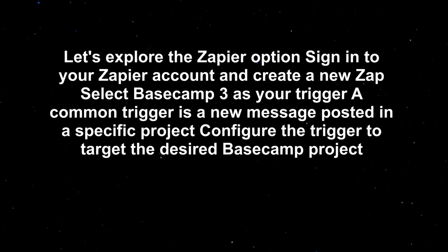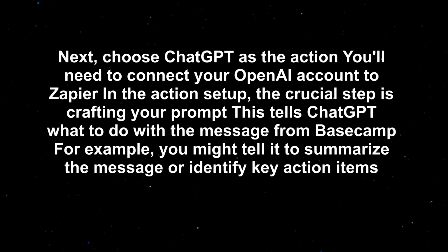Sign into your Zapier account and create a new Zap. Select Basecamp 3 as your trigger. A common trigger is a new message posted in a specific project. Configure the trigger to target the desired Basecamp project. Next, choose ChatGPT as the action. You'll need to connect your OpenAI account to Zapier in the action setup.